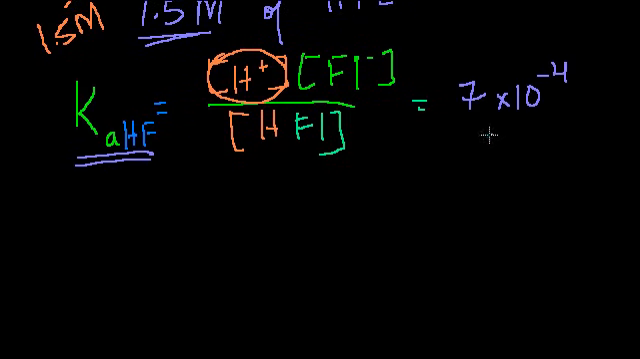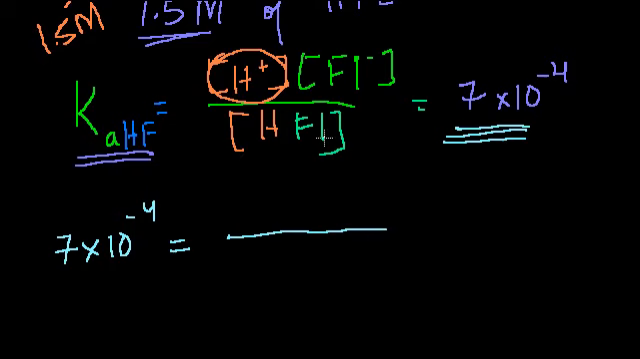We know what the equilibrium constant is: 7 times 10 to the minus fourth. We know that the final equilibrium concentration of our hydrofluoric acid is the original 1.5 molar we put in, minus whatever dissociates into this stuff up here. And since X dissociated, I have X molar of hydrogen and X molar of fluoride. This is just pure algebra now. Let's see if we can solve this.